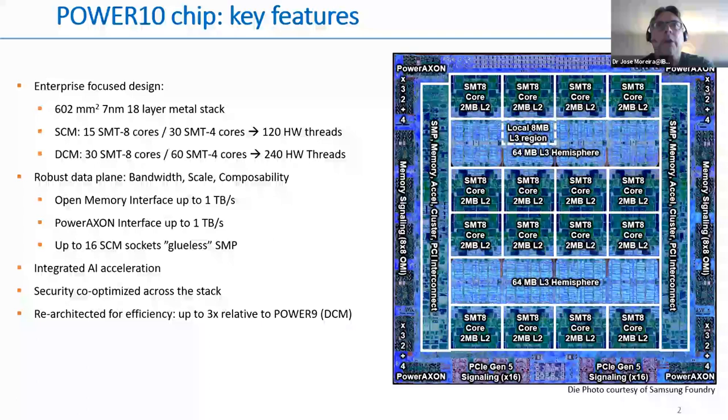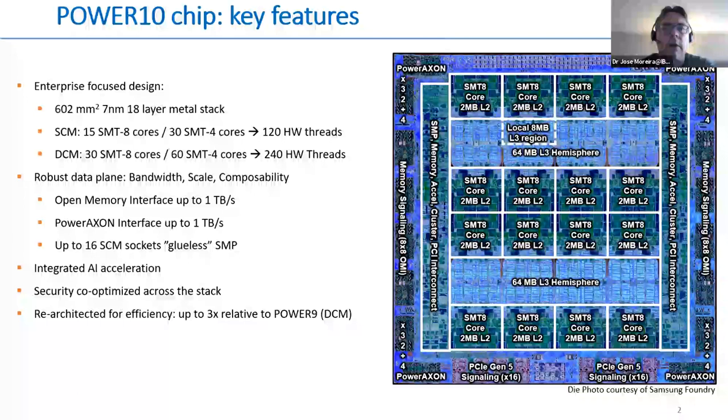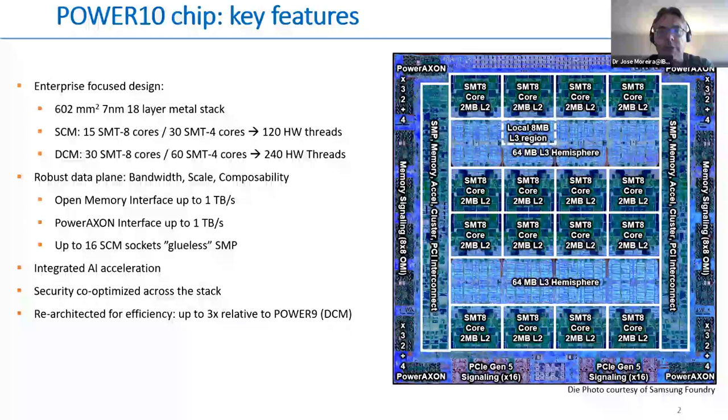And we have completely re-architected the microarchitecture to deliver more power more efficiently. So we have essentially about a 3x advantage in aggregate throughput and in performance per electrical power if you compare the DCM, the POWER10 DCM versus the POWER9 largest module, largest module to largest module. It's essentially a 3x improvement in performance and efficiency.